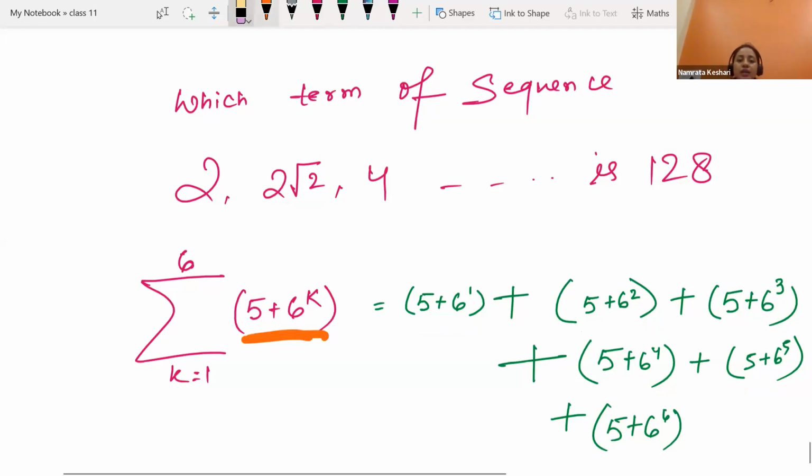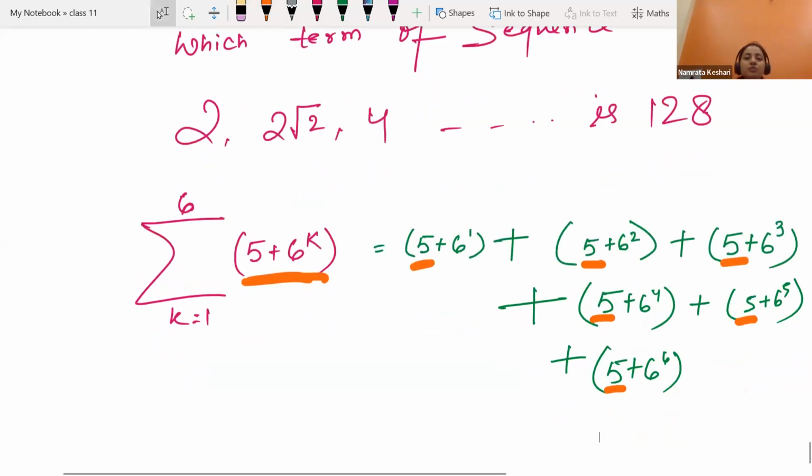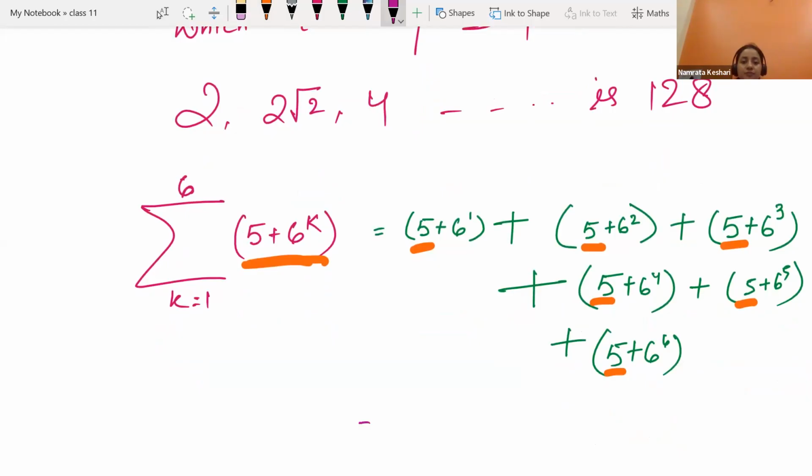Here we are having 5, here we are having 5, here we are having 5, here we are having 5, here we are having 5, here we are having 5. Let's add all the 5s: 1, 2, 3, 4, 5, 6. Can I write it as 5 into 6, 6 into 5? Yes or no? Yes, ma'am. 6 times 5 we are having.